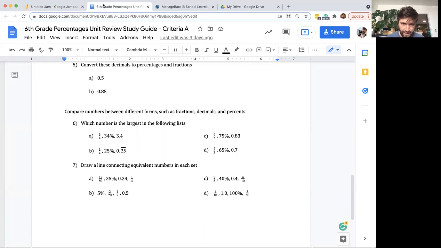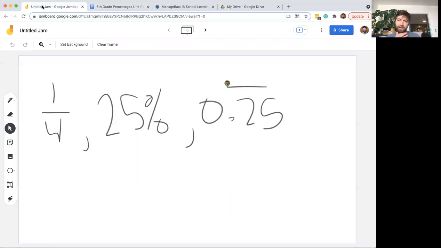Okay, on B, we have 1/4, 25%, or 0.25 repeating forever. So with these repeating decimals, I think the easiest way to do it is to convert them all to decimals. So 25% is 0.25.